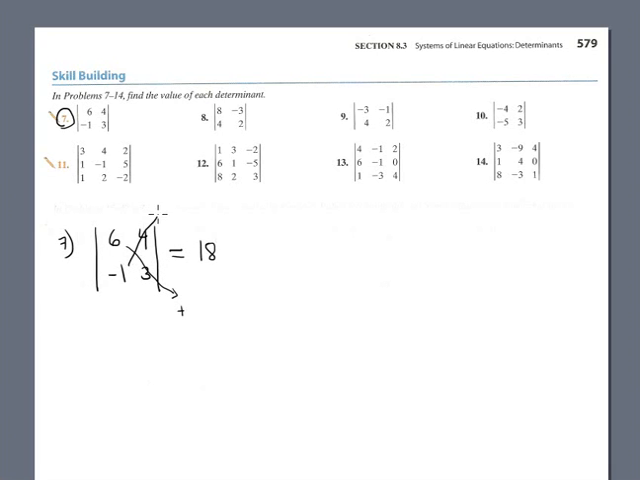I multiply this and this using negative, extra negative. We have negative and another negative is positive. This is plus 4, equal 22. That's the answer.